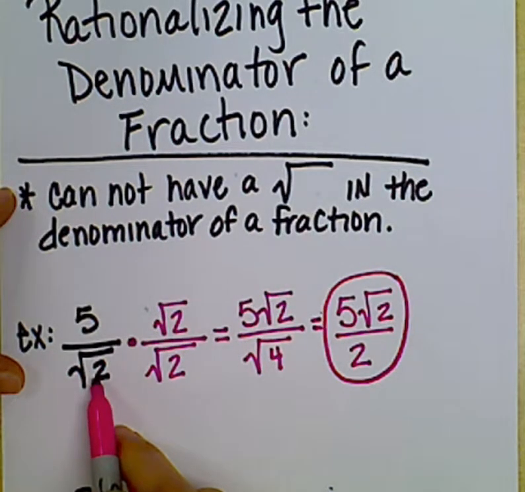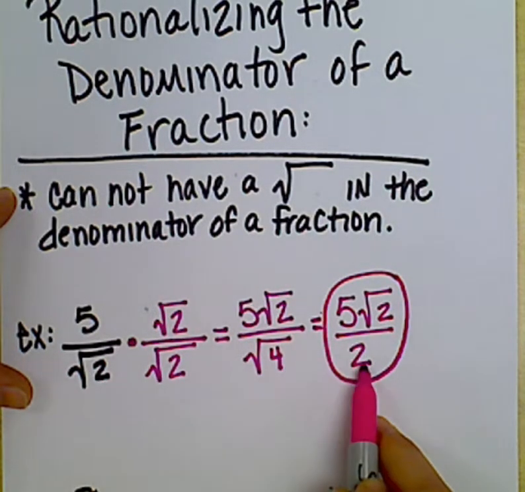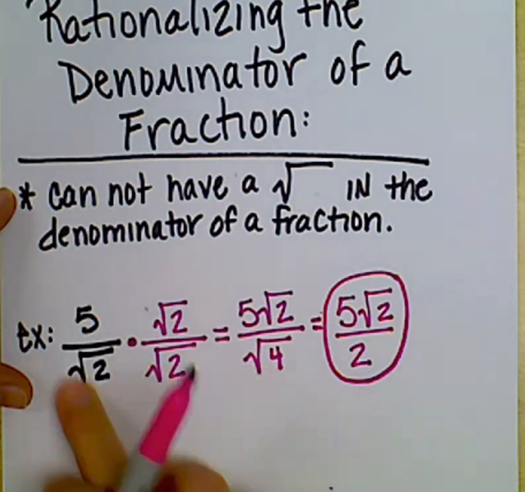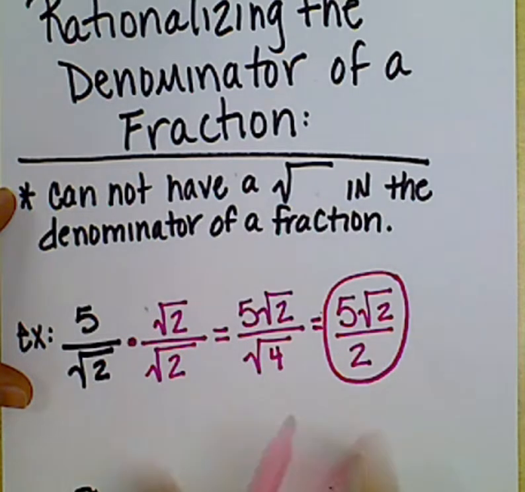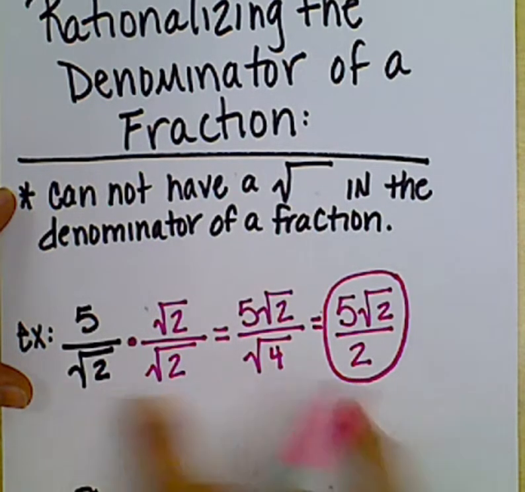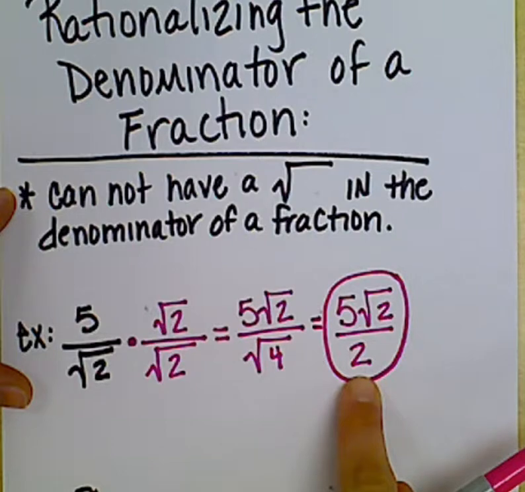This value here, 5 over radical 2, is identical to 5 radical 2 over 2. If I plugged both of these in my calculator, did the division and all the work, this and this will have the exact same decimal. So both of these are the same value. We just don't see a square root in the denominator.